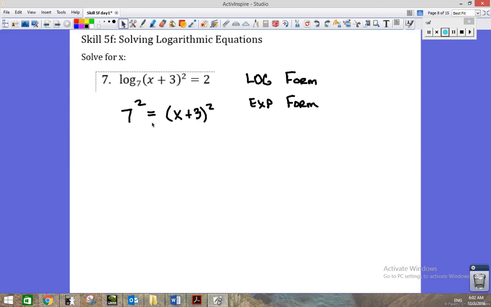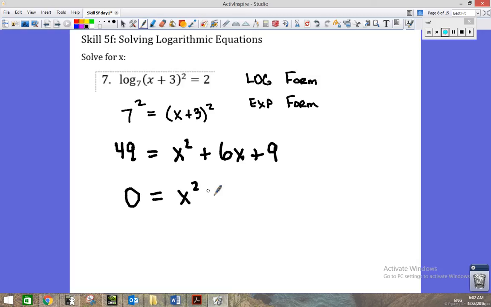So let's get this quadratic equation into standard form. 7 squared is 49. Now on the right-hand side, this is not x squared plus 9. You have to multiply x plus 3 times x plus 3. So you get x squared plus 6x plus 9. If you need to create a table over on the side, or FOIL, or however you prefer to multiply binomials, this is what you should get. So for the standard form for a quadratic equation, we need this set equal to 0.